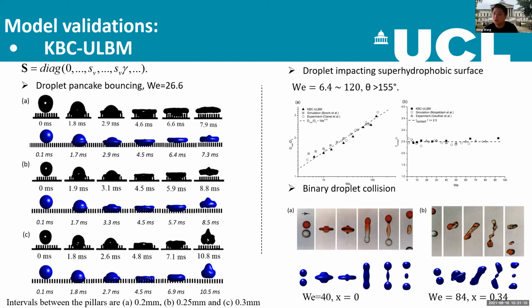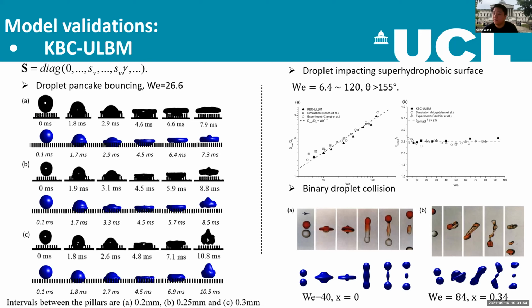Then a further qualitative comparison is conducted by simulating a water droplet impacting a flat superhydrophobic surface with various Weber numbers. The Weber number ranges from 6.4 to 120, and two quantitative parameters are compared: the maximum spreading diameter and the dimensionless contact time. The results are compared with the experiment data, previous simulation, and the theoretical prediction. Also, we can find our simulation results are in line with the previous work.